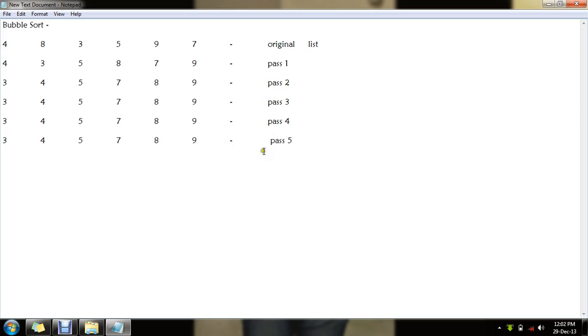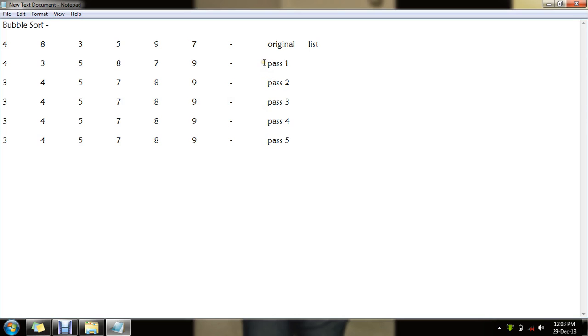Okay, you can see after the second pass itself the list is already sorted, but still we have to make 5 passes, because sometimes the numbers are complicated and it would require all the passes. In this example, it was sorted already in the second pass itself.